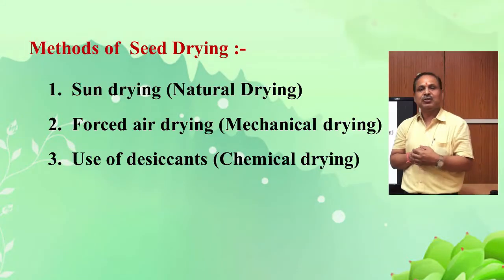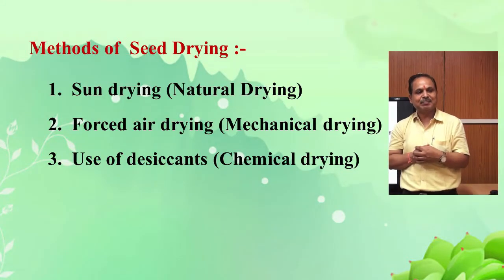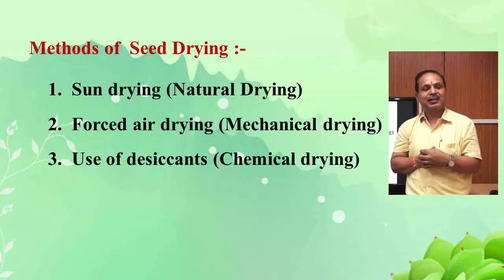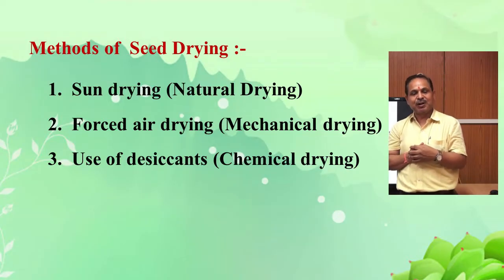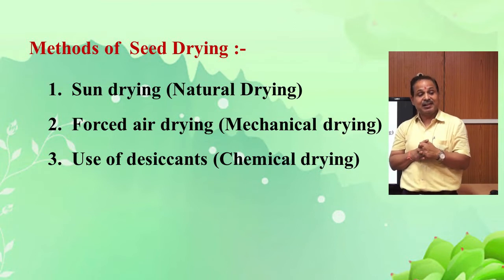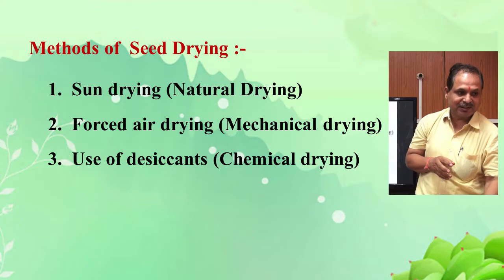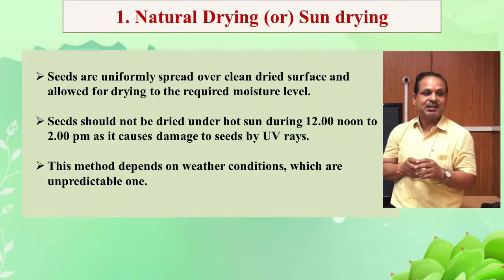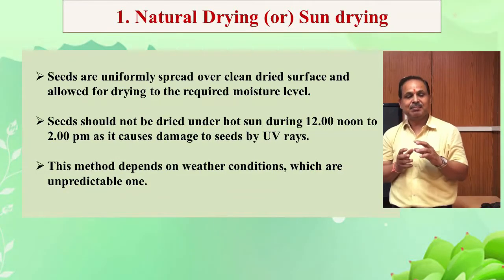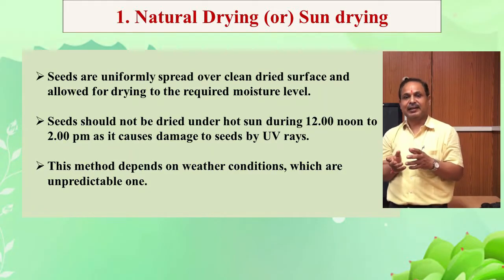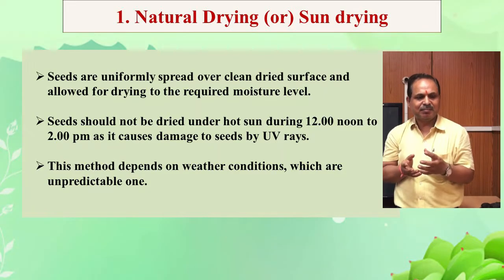So there are three basic methods of seed drying. The first one is natural drying or sun drying. The second is forced air drying or mechanical drying, and the third one is chemical drying, in which we use different chemicals. So first, natural seed drying. This is known as sun drying.